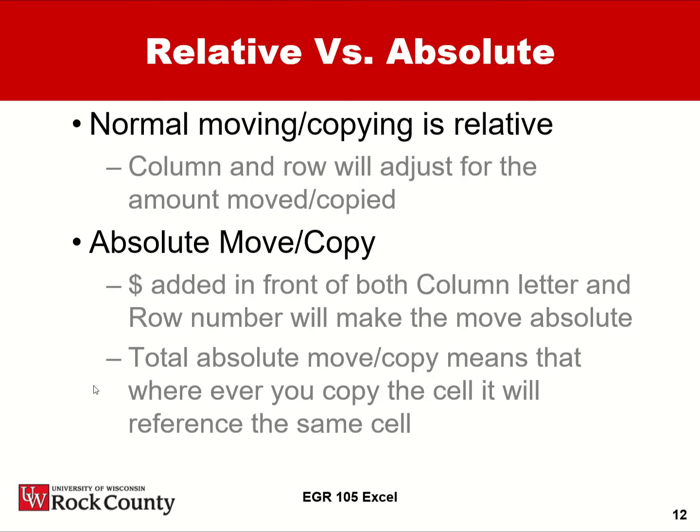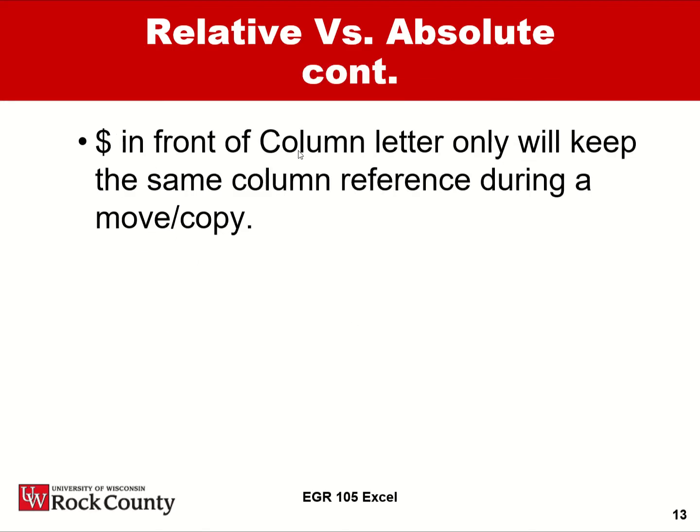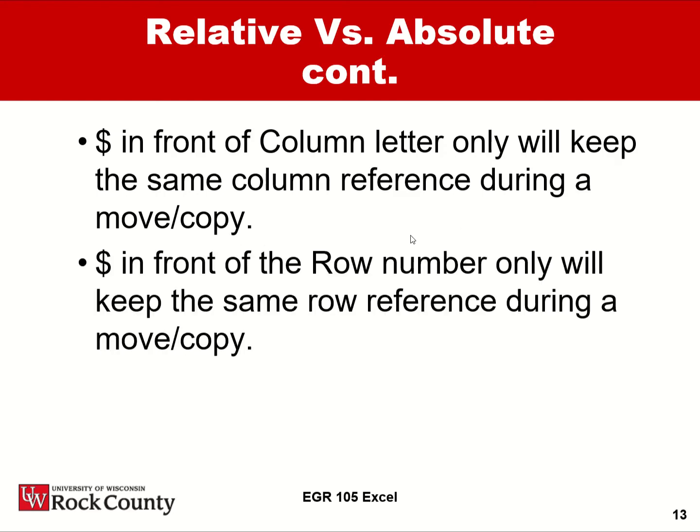Okay, an absolute move or copy, we add a $ in front of both the column letter and the row number. That will make what we call an absolute move. Total absolute move means that wherever you copy that cell, it always keeps reference to those original cells that we marked with a $. So I'll show you this in a minute. A $ in front of the column letter only keeps the same column reference. A $ in front of only the number keeps a row reference.